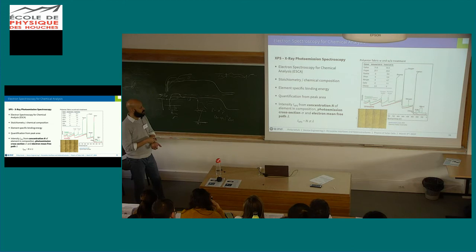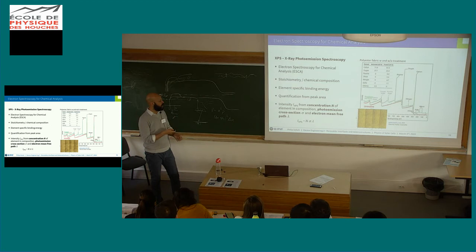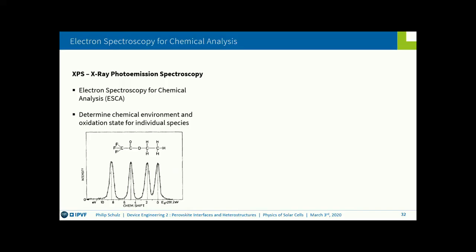There is a photoemission cross-section involved, because each orbital follows selection rules that give it a different emissivity, so to say, for photoelectrons, and also the electron mean free path. So electrons in this range here have a low binding energy and are thus high in kinetic energy, and therefore you will see they pass through the material more easily, whereas low energy electrons in this part of the spectrum are rather attenuated. And you need to consider all these factors in getting the intensity from this XPS measurement.